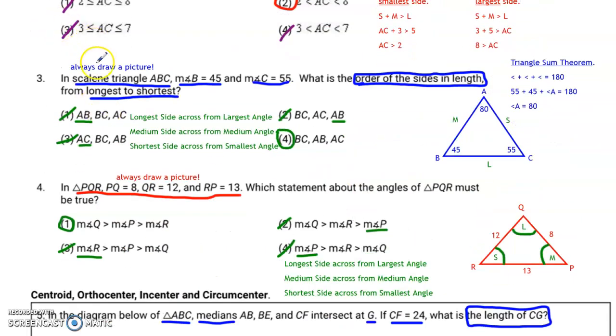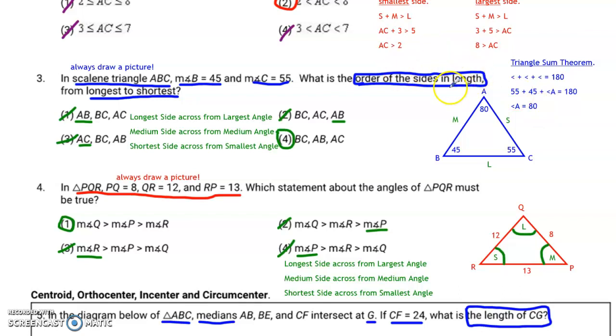For question number 3, again, always draw a picture if they don't give one to you. Scalene triangle, which means all of the angles are different and all the sides are different. Angle B is equal to 45 and angle C is equal to 55. We were able to use the triangle sum theorem to figure out that last angle, that is 80. We're never going to get away from this triangle sum theorem thing. We're always going to be using the different theorems to find the missing angles of triangles.